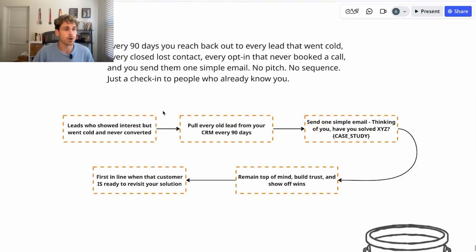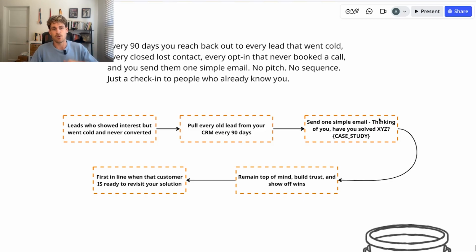When we work with clients, if we're not integrated directly into their CRM, we'll have them pull all the old leads from their CRM, as well as context on any specific leads that might need specific messaging. Maybe there was a super hot lead. Maybe this lead didn't close because of this specific reason, and we can work that into our messaging.